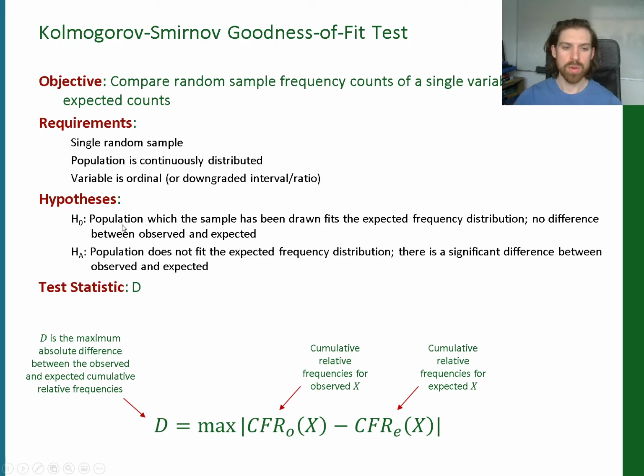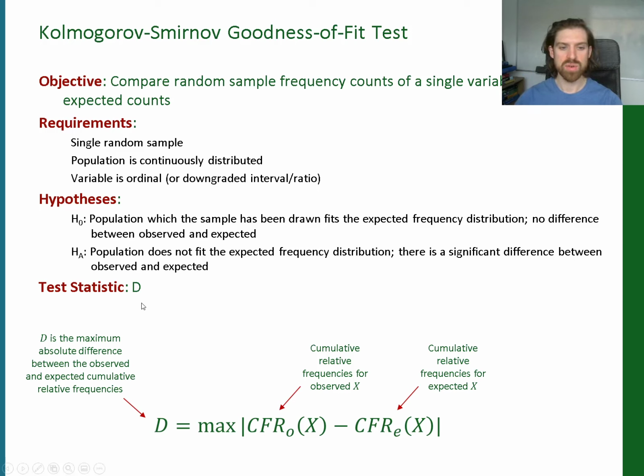So what are the hypotheses? Well, essentially, your null hypothesis is that the population which the sample has been drawn from fits the expected frequency distribution, so there's no difference between the observed data that you collected and what you would just expect to occur at random. Whereas with the alternative hypothesis, essentially the population does not fit the expected frequency distribution. So there is a significant difference between what you collected, the observed sample data, and the expected sample data.